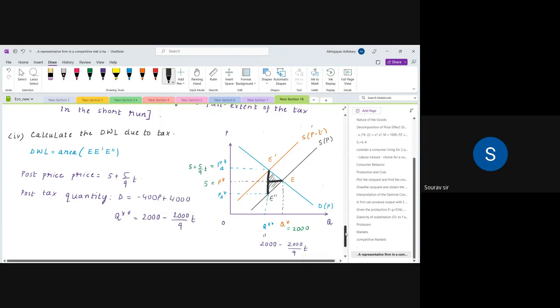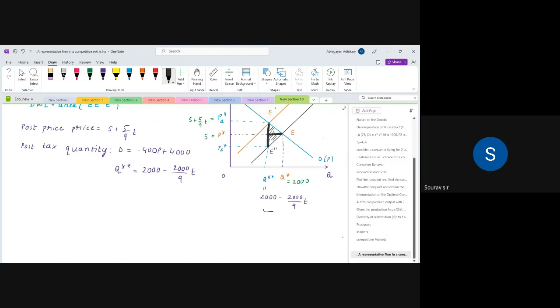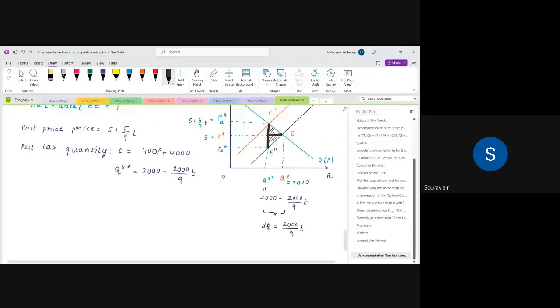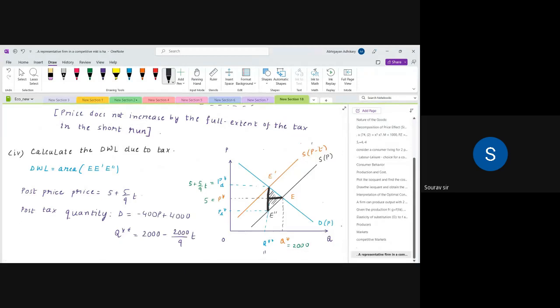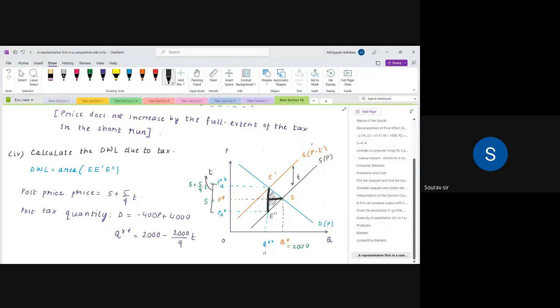So the height is basically the gap between these two quantities, right? I can call it as DQ. This is 2000/90. The pre-tax one is 2000 and the post-tax one is 2000 minus that. So the difference is 2000/90. And the height is basically the difference between the post-tax demand price and the post-tax supply price. What is that? It is T, right? The vertical gap between these two is T. Correct?